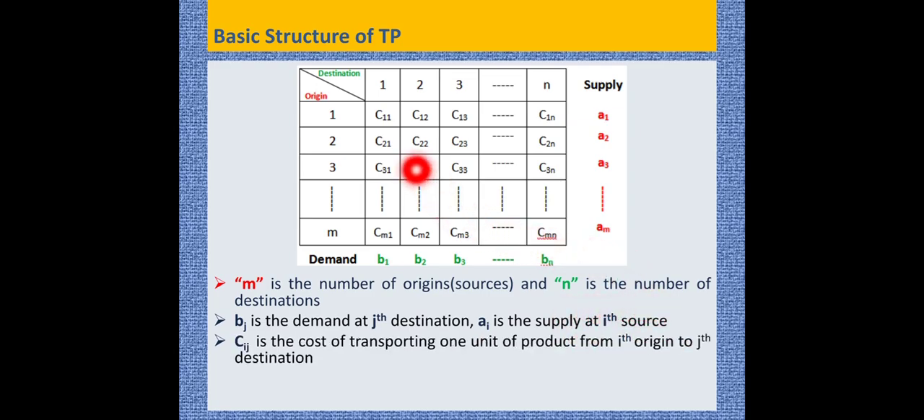Next here is Cij. Cij is nothing but the cost of transporting one unit of product from ith origin to jth destination. That is, this C11 is nothing but the cost of transporting from one origin to one destination. And Xij is the quantity transported from ith origin to jth destination. What is the quantity that has been transported?